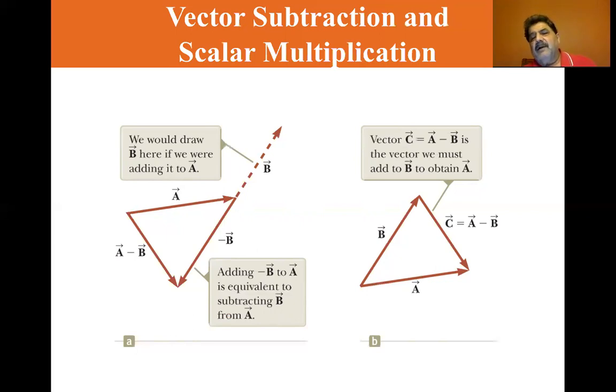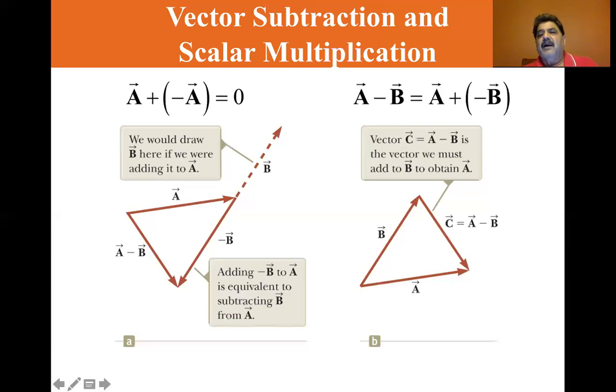You get the result on the side there. Now, vector C is equal to A minus B. It's the vector we must add to B to obtain A. And if you look, the A minus B in the left-hand image is the same as the C in the right-hand image. So that's how you subtract vectors. Of course, A plus minus A equals 0, and A minus B equals A plus a minus B.